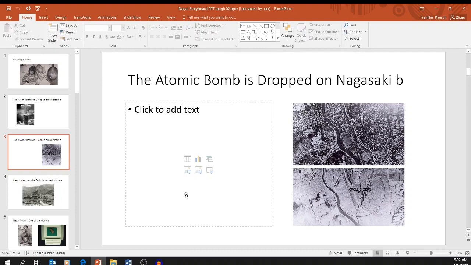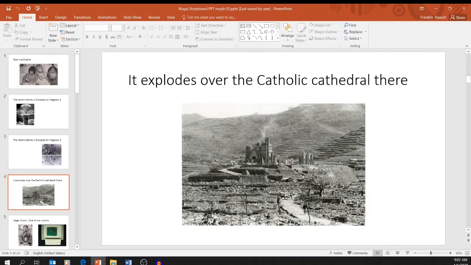If you look at this, you can see a lot of people suffered on account of this. So that's kind of my big intro: boom, this is about the atomic bomb. Something bad happened. And then I tried to narrow it down a bit. So the next part of my storyboard was how it exploded over the Catholic cathedral there. And again, there's this image that's just really devastating that depicts what's going on here.